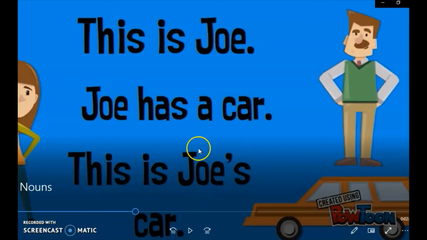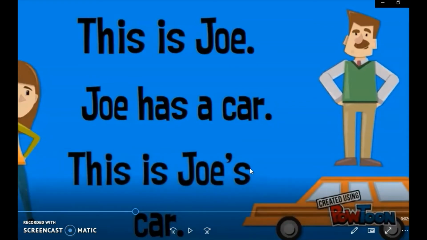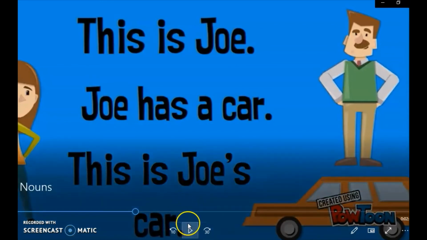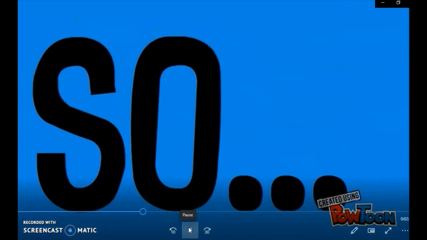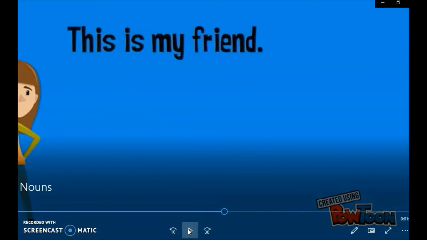Now, if I'm reading something and I see the apostrophe S, I already know that it means it belongs to the person with the apostrophe S. So when you're reading and you see that, it's telling you who something belongs to. It's showing the ownership. Okay? So let's take a look at one more example.